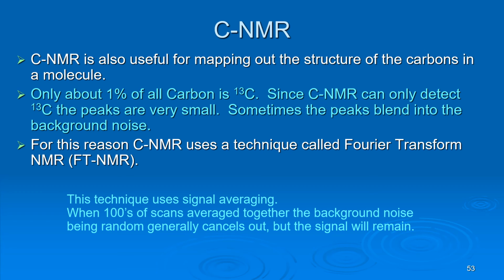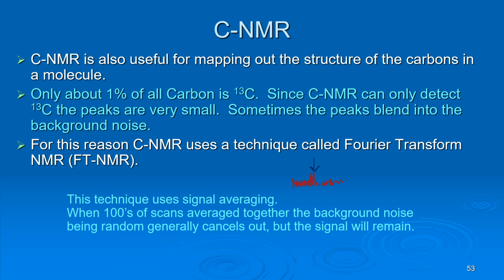The problem with carbon NMR is that only about 1% of all carbon is carbon-13, and so it can only detect, remember, it can only detect odd masses, and so it can't detect any of carbon-12. Since only 1% of carbon is carbon-13, the peaks tend to be really small, and so sometimes the peaks blend into the background. So if you've got some background like this, is this a peak right here? Let's change the color. Is this a peak right here, or is it just part of the noise? It'd be really hard to see them because they're such small peaks.